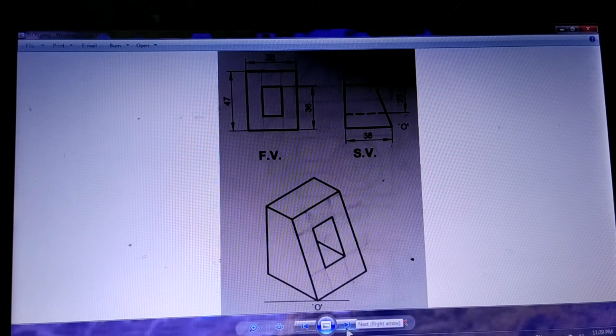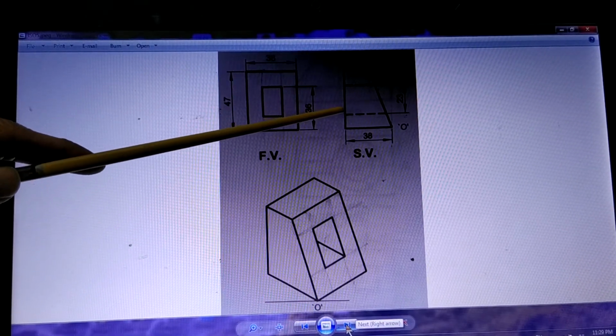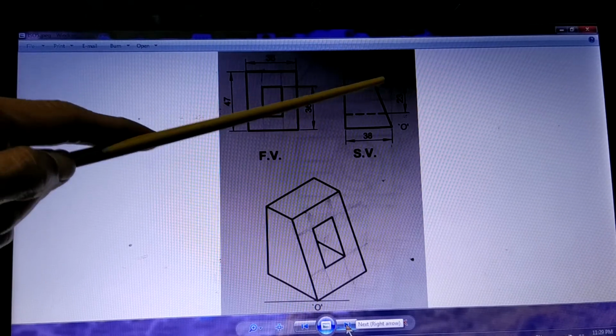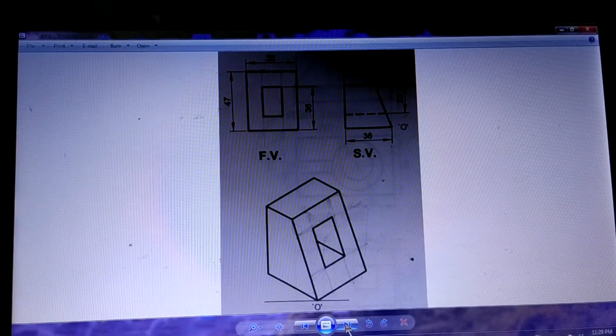So in this case, questions are required to be drawn only where required, not everywhere. Wherever required, and only how much it is required, that only you have to draw. The rest of the things you need not draw.